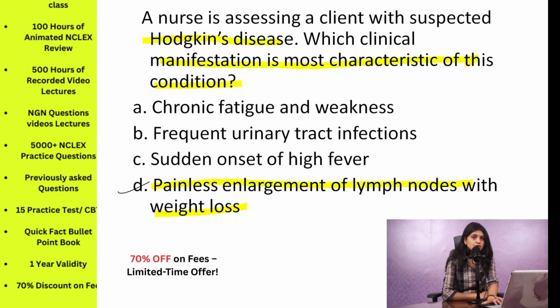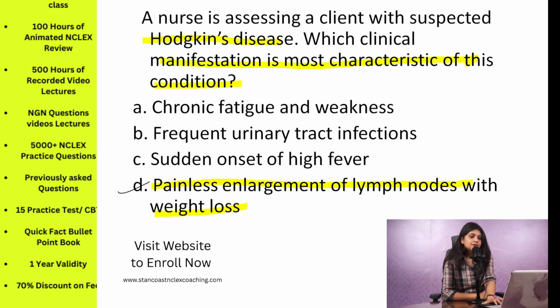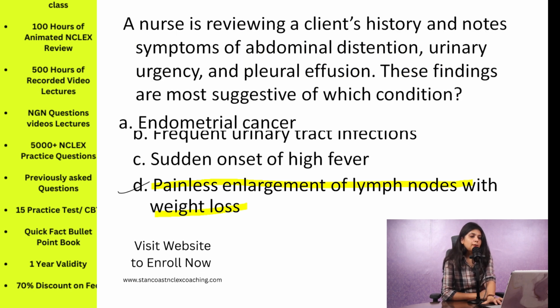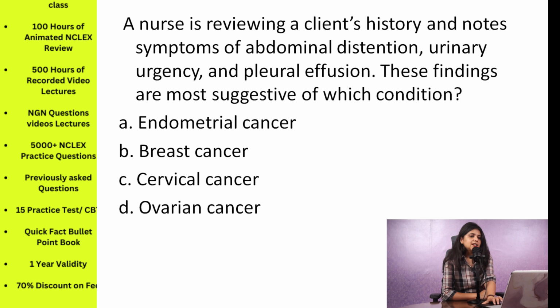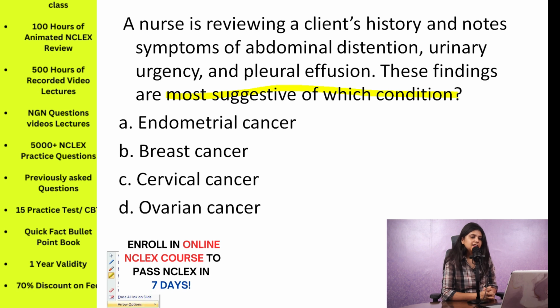Let's tackle another question. A nurse is reviewing a client's history and notes symptoms of abdominal distension, urinary urgency, and pleural effusion. These findings are most suggestive of which condition? A. Endometrial cancer. B. Breast cancer. C. Cervical cancer. D. Ovarian cancer.